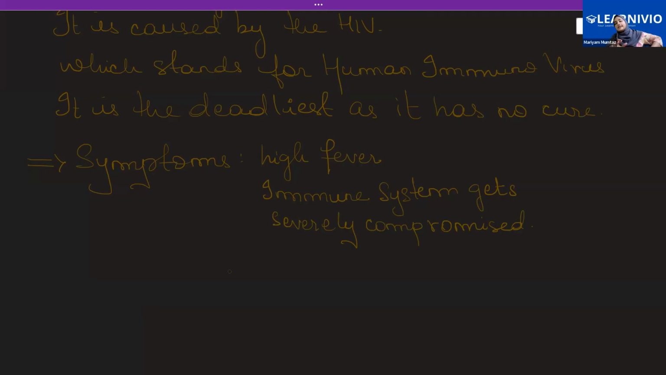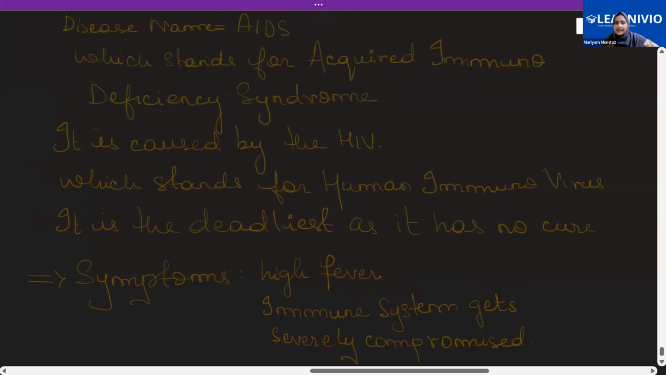And during this particular disease, the immune system gets severely compromised. What is the meaning of that? It means that if a pathogen enters the body, it is going to attack the immune system, which will make the patient so compromised that they will not be able to fight any diseases. So apart from having AIDS, they'll also get several other diseases because their immune system is compromised. Understood? So that is the case.